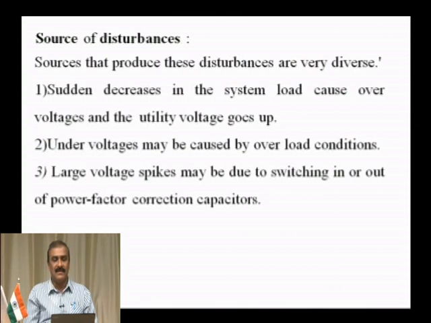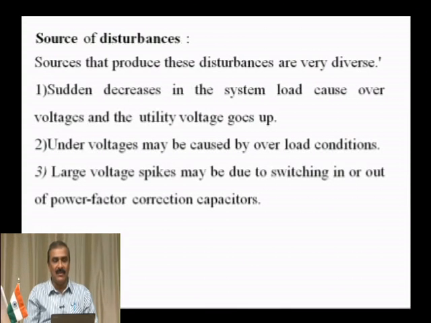Say the sources that produce these disturbances are very diverse. They are very, very different. Diverse means different: many types of components, different loading patterns, different paralleling patterns will have different sources. The first one is sudden decrease in system load causes over voltage and utility voltage goes up. This is one cause, one source of disturbance. Suddenly if you decrease the load, this will cause over voltage.